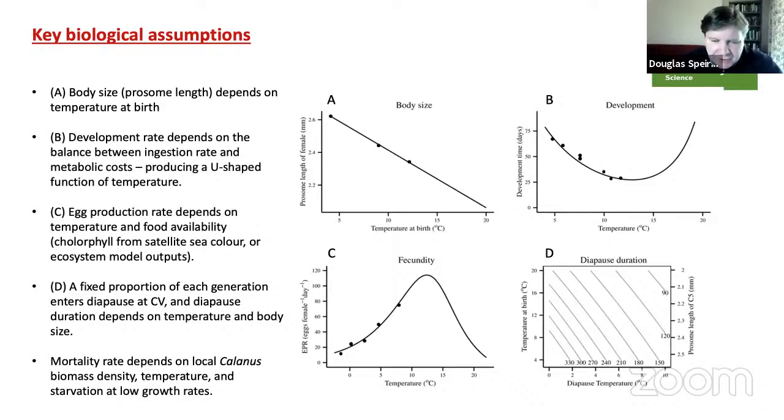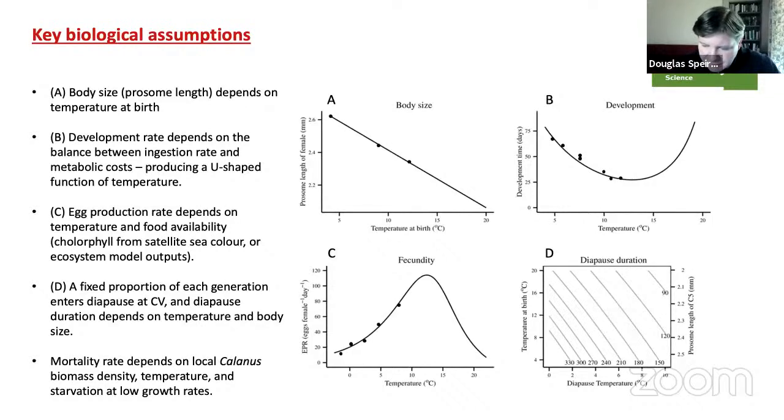Fecundity is also a function of food and temperature. So panel C shows you the egg production rates, eggs per female per day, with data and our fitted model with this humped shape for the fecundity as a function of temperature. Finally, panel D is a critical one here. Because the prosome length depends on temperature, the adult organism is smaller if it's born in an environment that's warm, and if it's cool, it gets to be a larger organism. The organism size determines how big the lipid sac is, and that affects how long they can sustain diapause when they're not feeding. They're in the deep water, and there's no food around, so they're just living off the lipid reserve.